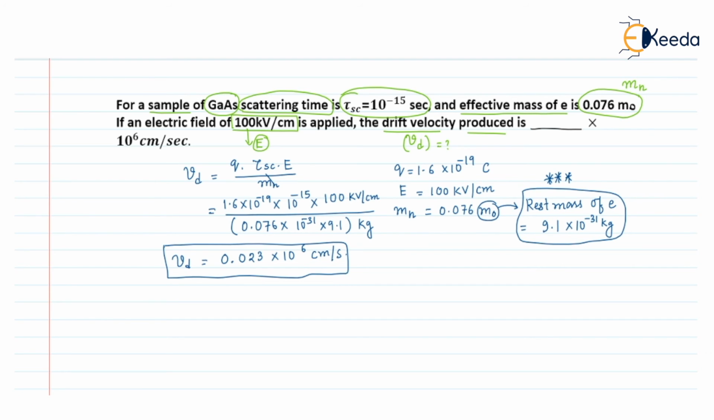in gallium arsenide. So this is all about the numerical on scattering time and drift velocity.